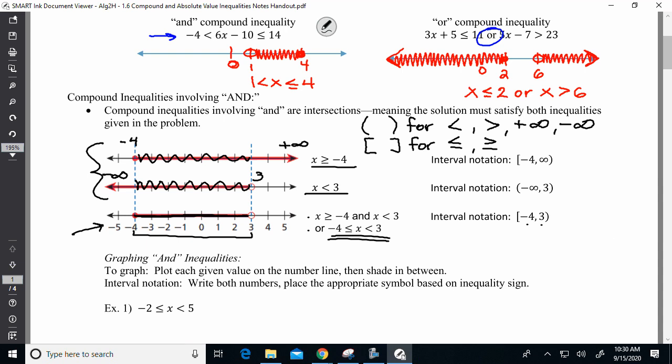So let me pause for a second and ask any questions before we do a graph ourselves. Alright, not hearing any, so let's go on to example 1.